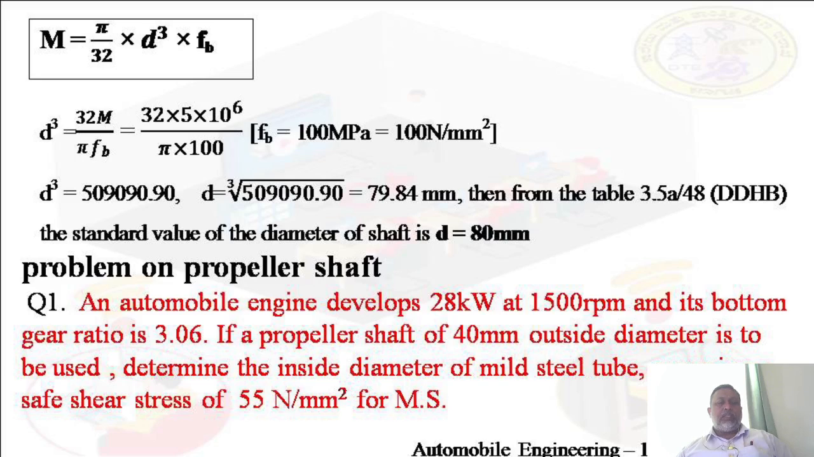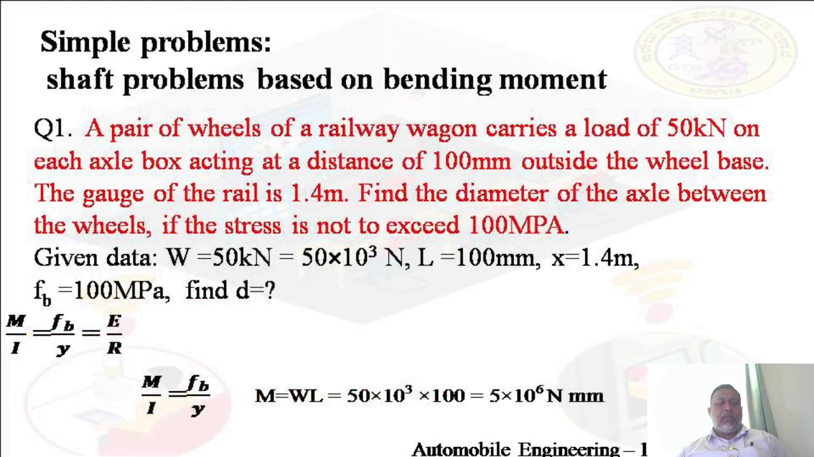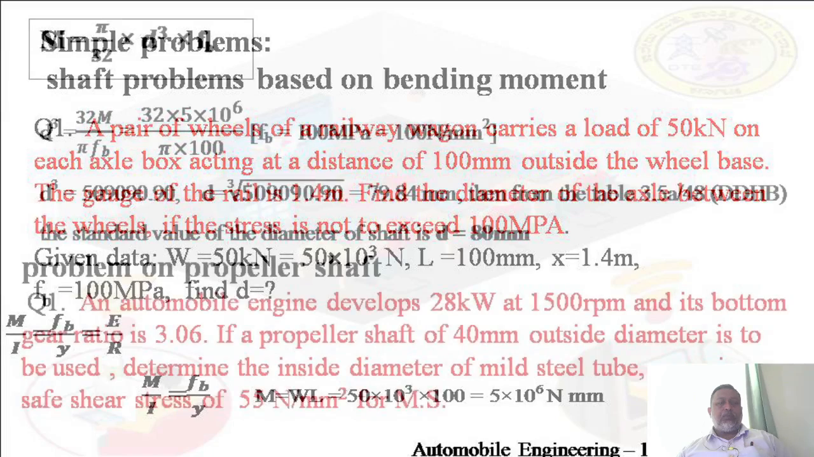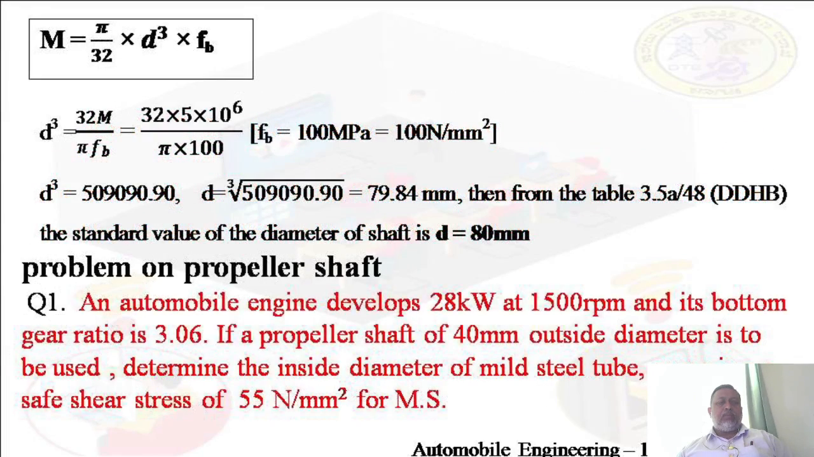D cancels with d 4 and 2 cancels with 64 to give 32. Therefore the equation which was initially M by I is equal to FB by Y has been changed to M is equal to pi by 32 into d cube into FB. Now I want to calculate d cube. D cube is nothing but 32 M by pi FB. Just substitute the values of M and FB.